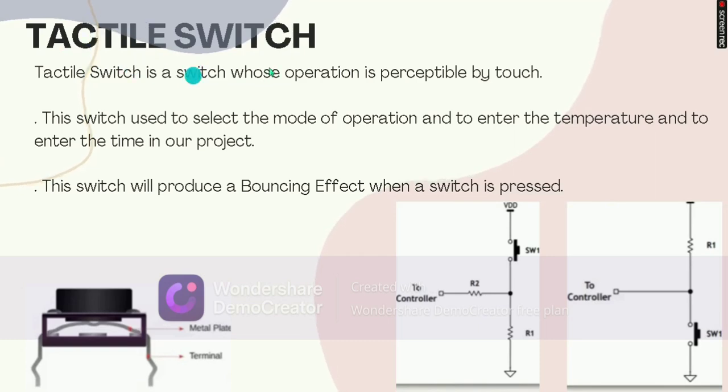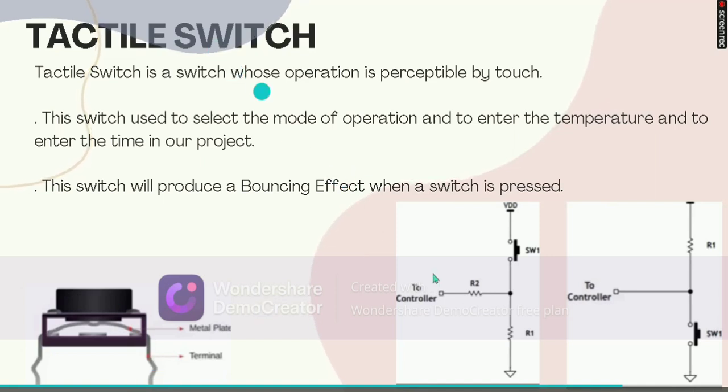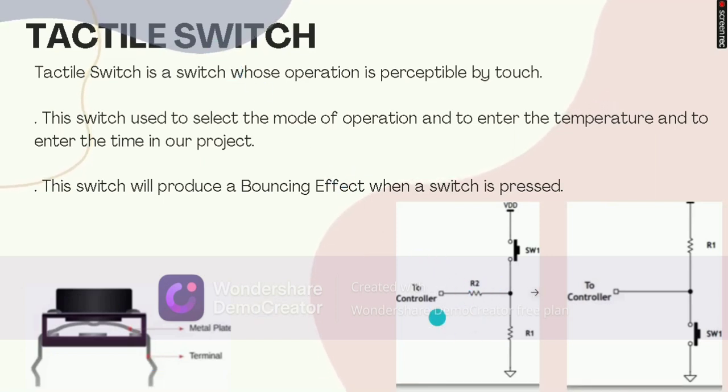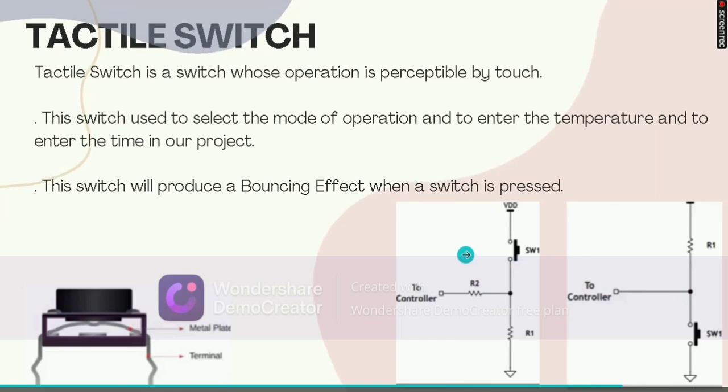So next is a tactile switch. A tactile switch is a switch whose operation is perceptible by touch. This switch is used to select the mode of operation and to enter the temperature and the time in our project. This switch will produce a bouncing effect when it is pressed. It consists of two circuits, which are a pull down circuit and a pull up circuit.